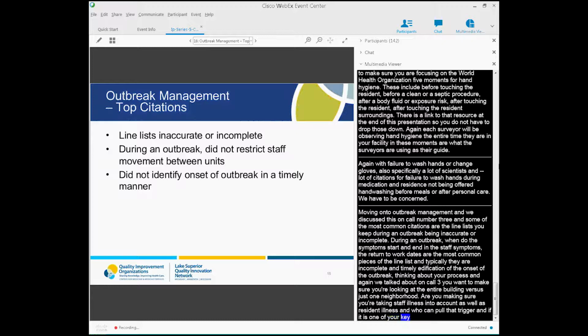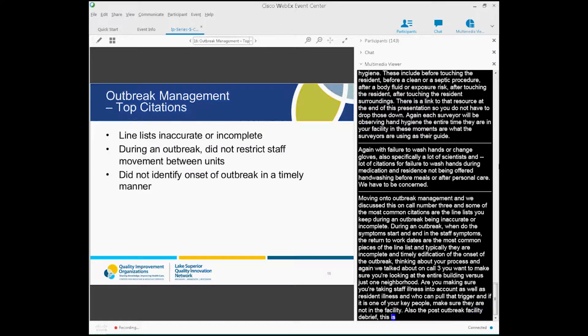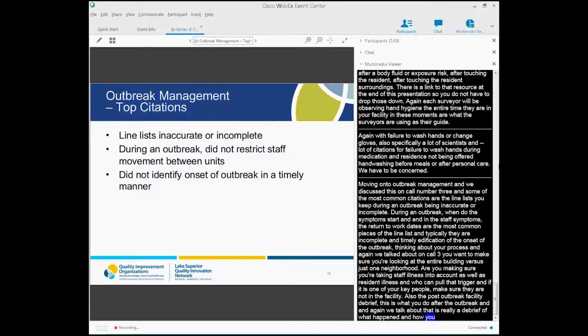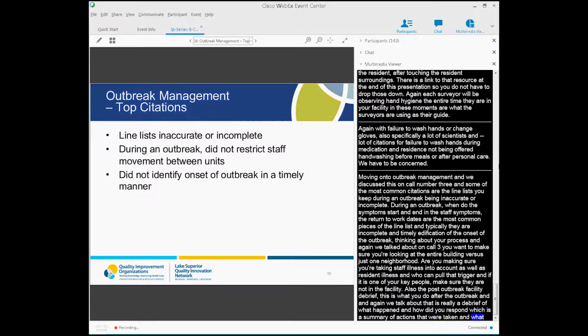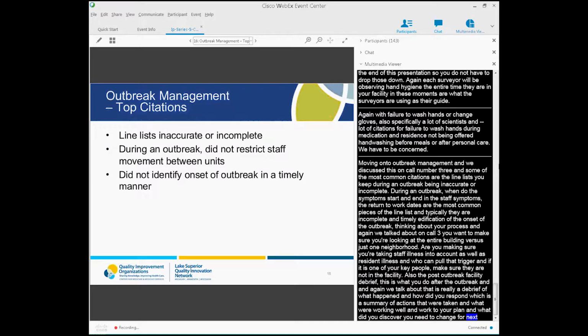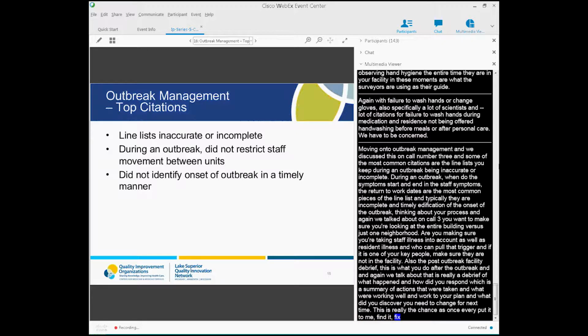Also, the post-outbreak facility debrief. So this is what you do after the outbreak ends. And again, we talked about that. It's really a debrief of what happened, how did you respond, which is the summary of actions that were taken, what worked well, what worked according to your plan, and what did you really discover that you need to change for next time. And this is really your chance, as one surveyor put it to me, to find it, fix it, and get it to pass non-compliant, so that when they're coming in your building, you can show them that you identified a problem and you fixed that problem.